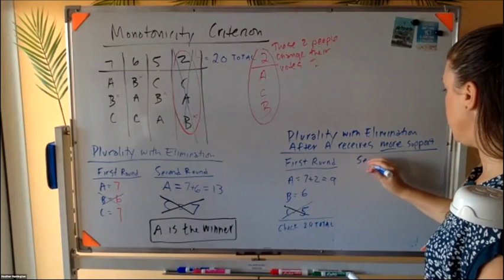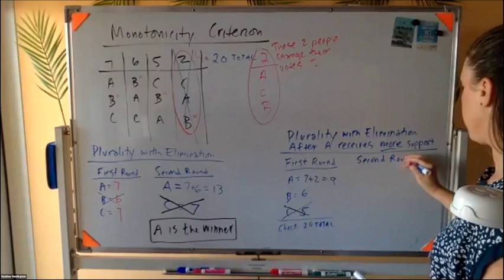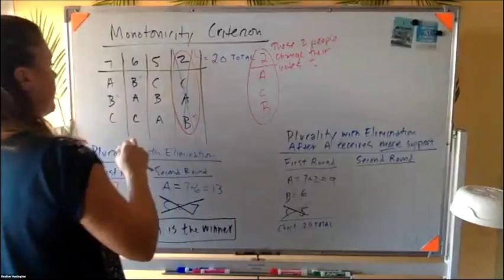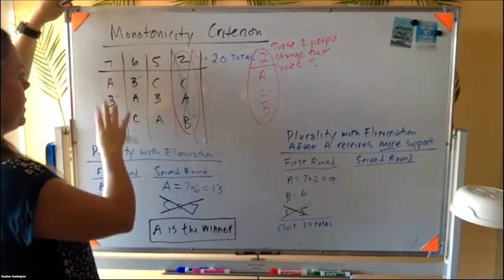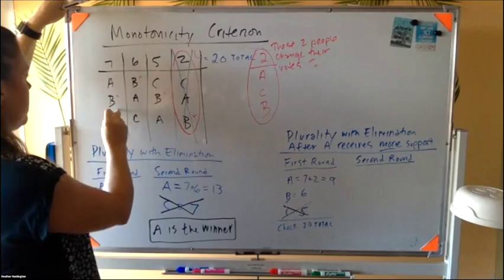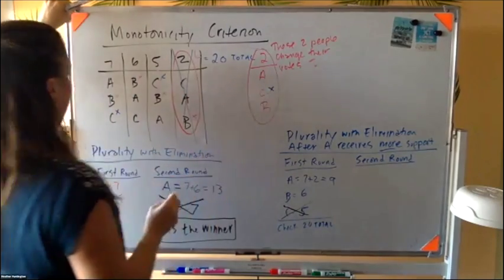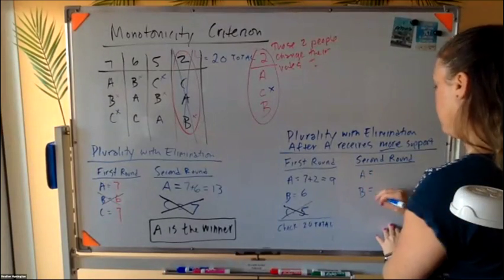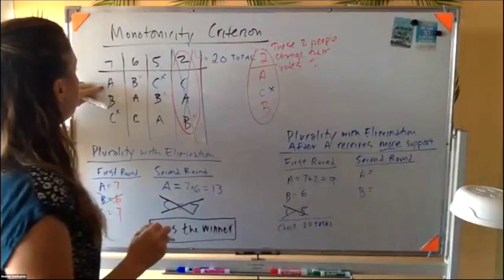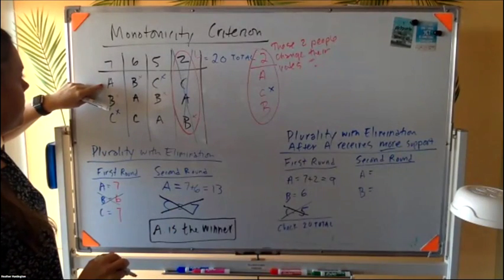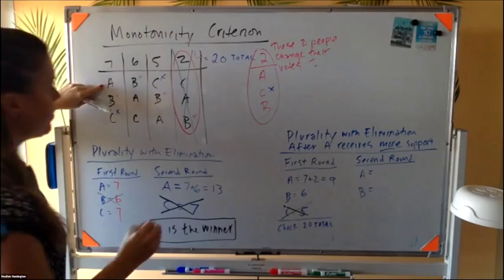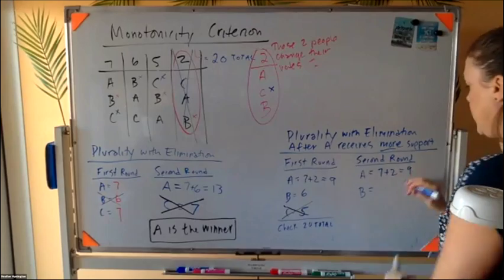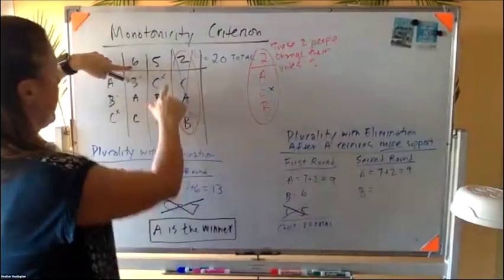And then in the second round, let's see. So C went goodbye. So now I'm going to cross off C, or you can just not look at it. Let me use blue. C, C, C. All right, so then we're left with A versus B. So that means A has 7 plus 2, which is 9, and B has 6 plus 5.